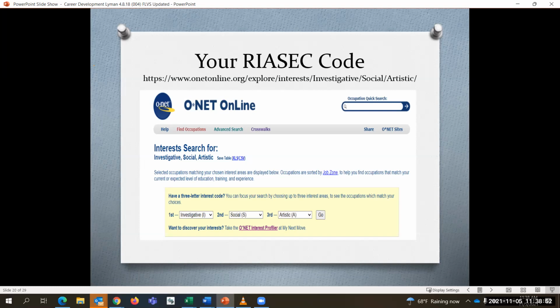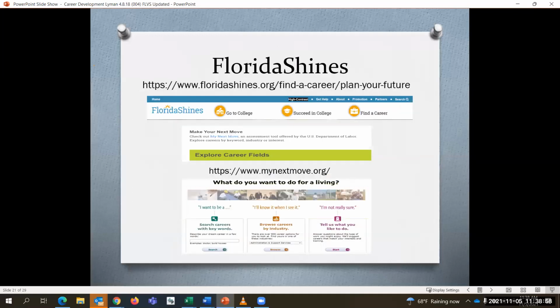And I also want to take you to FloridaShines. This is their career plan, their future page, but there's so much you can do with FloridaShines beyond just these career searches. You can do scholarship searches. There's so much information on here, but for our purposes right now, I want to show you a little bit about what you can do with this site. You can search careers with a keyword. I saw a couple of people in the chat box say electrical engineer, surgeon, and a few other things. So in that first box, you can put a specific career down and search about it.